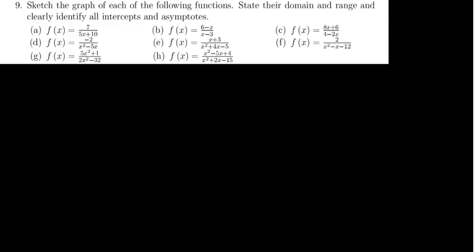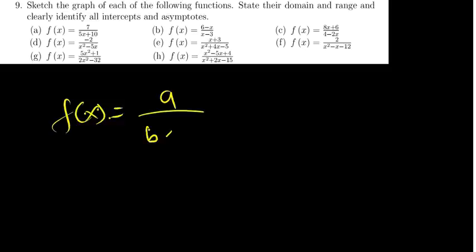So a rational function is in the form f of x is equal to a over bx plus c. As you can see here, on the denominator we have x. So this is a rational function.